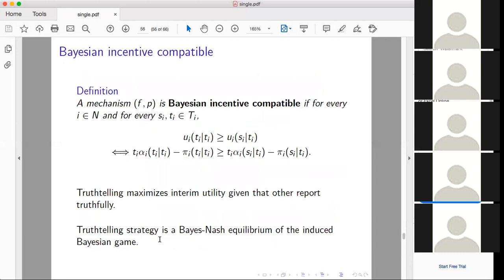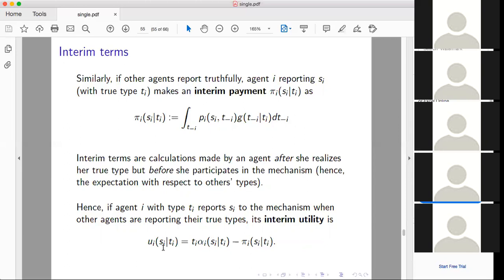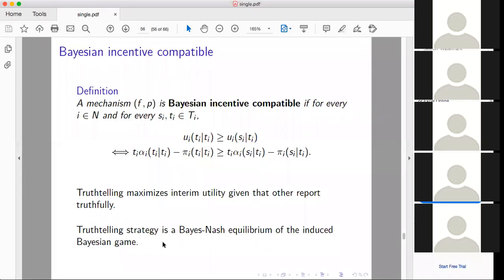Okay. So Bayesian incentive compatibility says that this utility is maximized for Si equal to Ti. For all possible Si's, I can compute this expression and the maximum of those will occur at Ti. That's exactly Bayesian incentive compatibility. A mechanism (f, p) is Bayesian incentive compatible if for every i and every Si, Ti, an agent with type Ti prefers reporting his true type to any other type Si. That's the Bayesian incentive compatibility constraint.